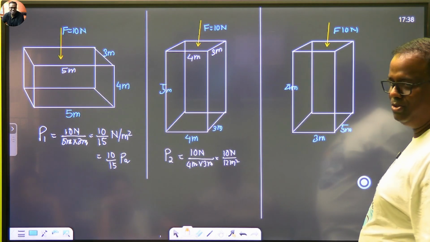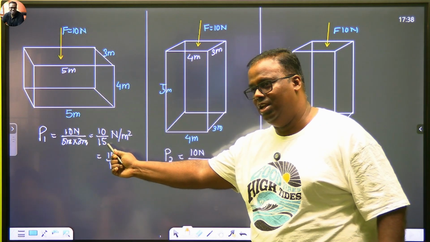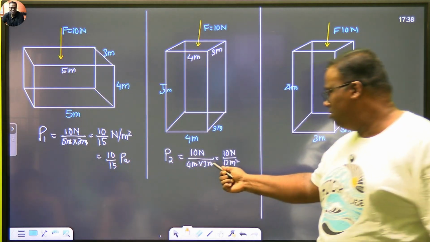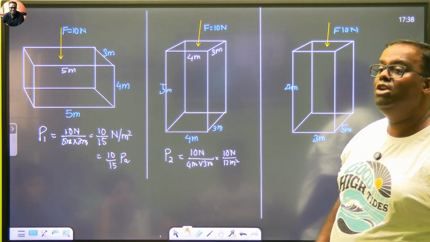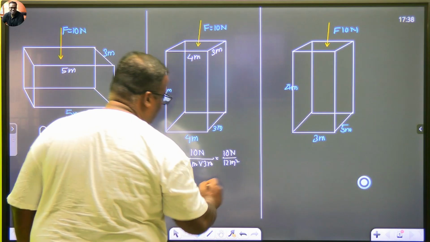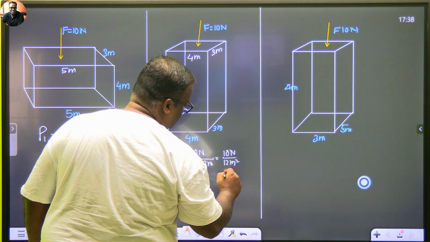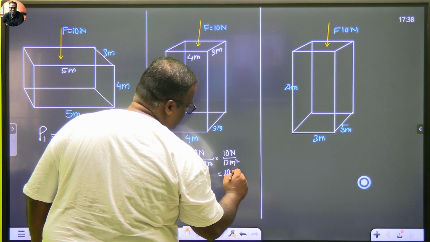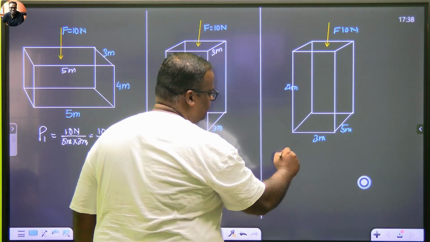Okay, have you understood? So in this case, how much was the area? 15 meters square. In this case, how much is the area? 12 meters square. So obviously the pressure here would be more because we are reducing the area. And then we'll compare everything. It will be a good rational number exercise also. So 10 and 12. So this is 10 upon 12. How much? Pascal.